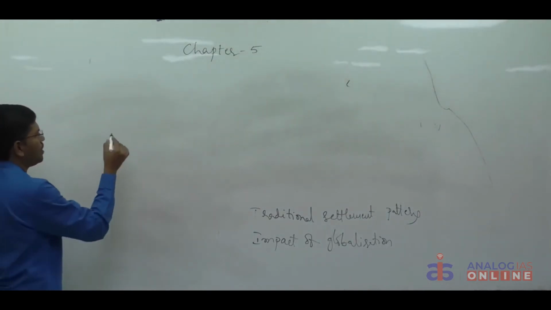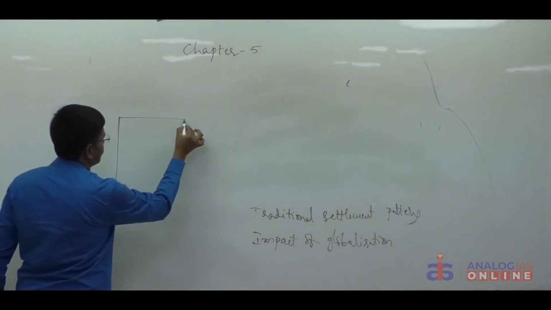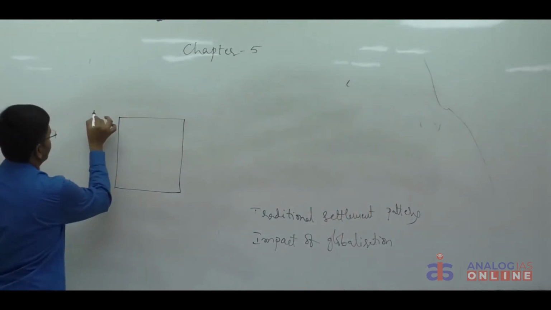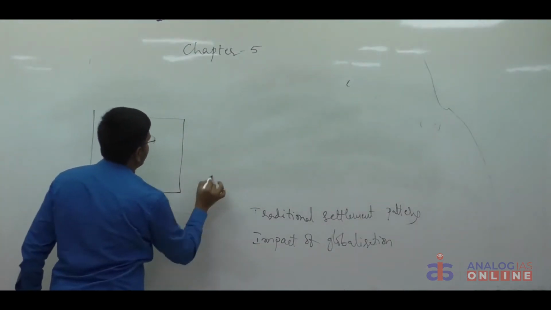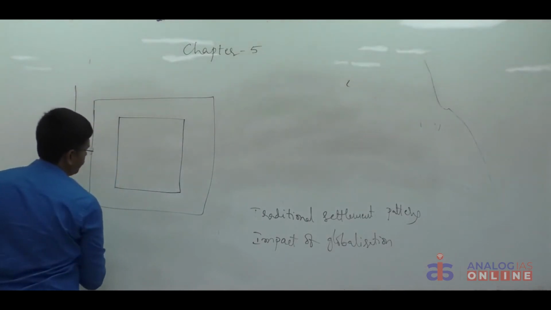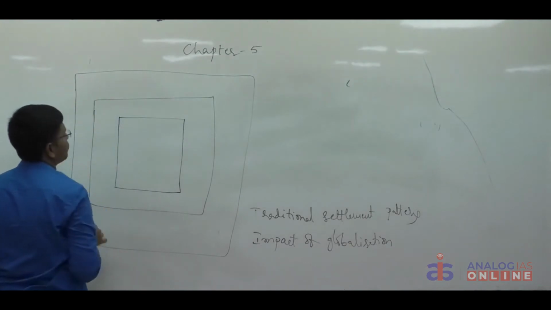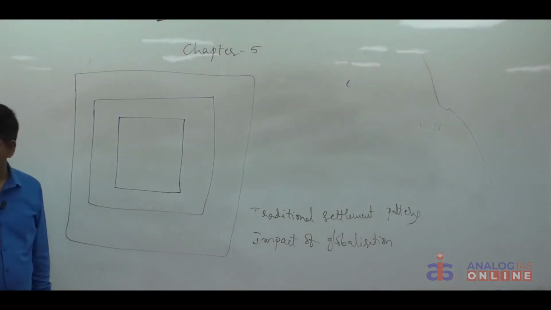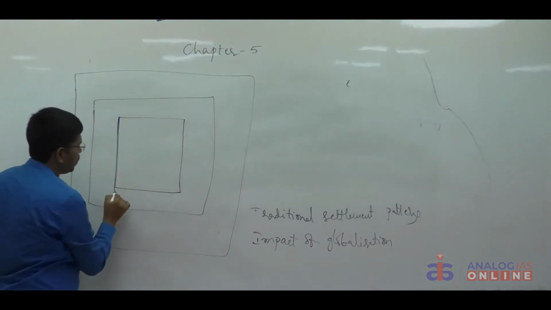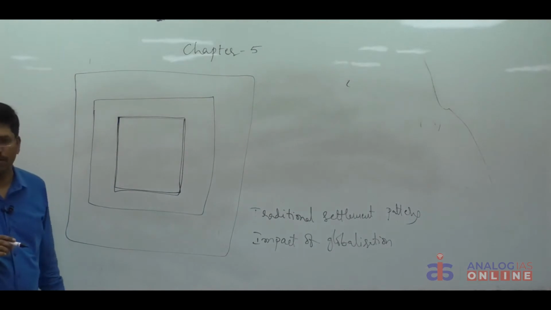Please remember, very simple. Draw 3 squares, one around the other. 1, 2, 3. 3 squares. In every village, there is one core area. In the traditional village, in every village, there is one core area.